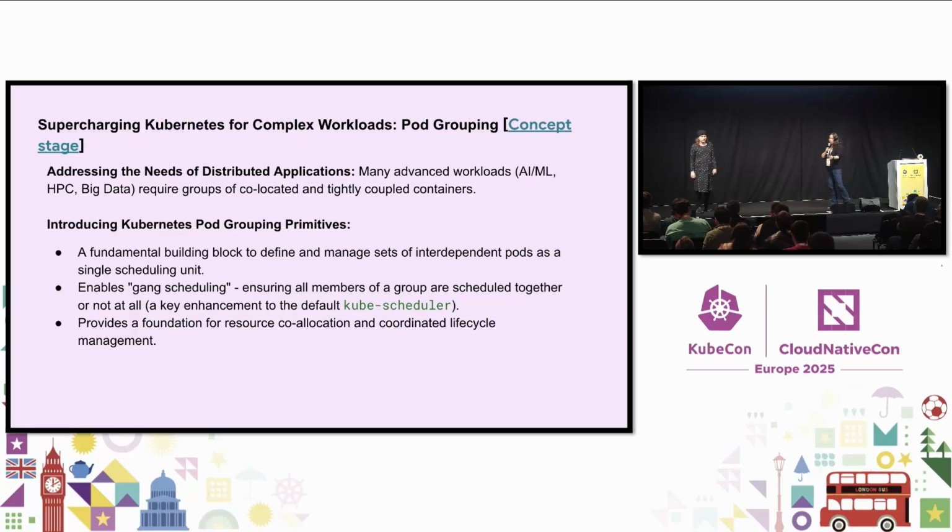This proposal especially addresses the needs of distributed batch workloads. We introduce the pod group, a first-class concept that describes the workload I want. It requires a group of pods that can be co-located and tightly coupled containers, all those kinds of things. This is a fundamental building block, so all of those can be grouped together, and it enables hierarchical scheduling.